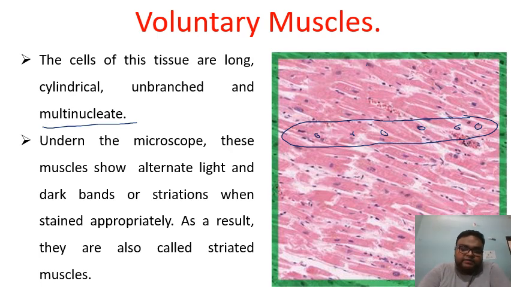And after that, what will we be seeing? We will be seeing patterns of dark and white bands, right? And for this reason, we say that the voluntary muscles are also called striated muscles, right? That's why we call them striated. Striated means divided into strips. There are white strips and there are blue strips, right? So that's why it is called the striated muscles.